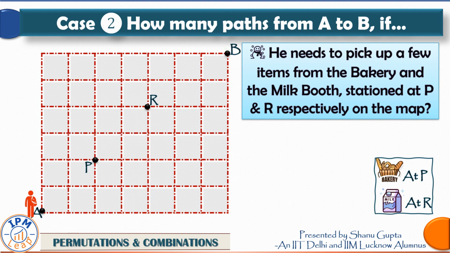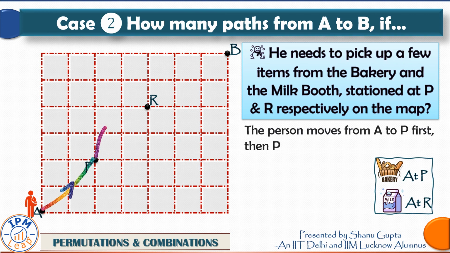Not to worry, we can break down the total journey into three parts. First, this person moves from A to P, so we will separately count the number of routes from A to P. Then he moves from P to R, and finally from R to B. So A to P, how many routes?